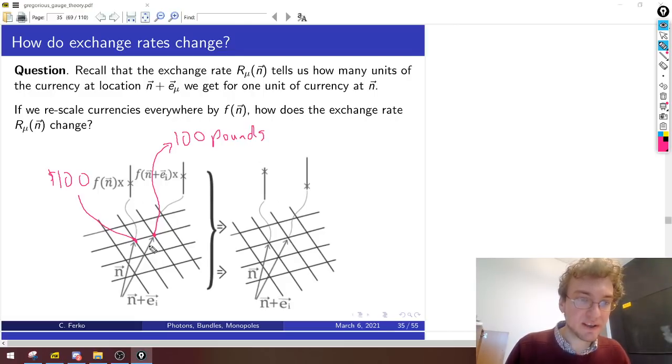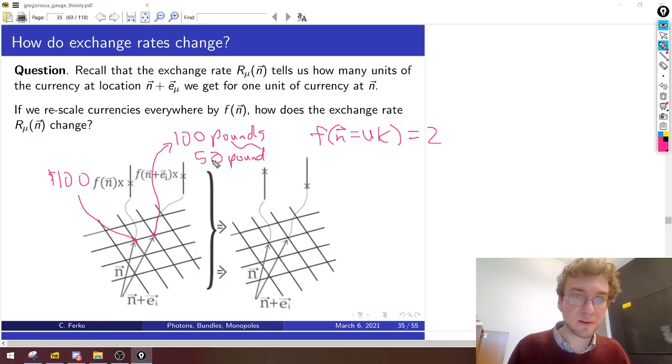Now suppose we rescale the currencies only in the UK. So f of n, if n is in the UK, suppose it's 2. Now the UK has a new currency, pound tilde, and 1 pound tilde is 2 pounds. So how much do I need to pay Greg now? Well, before, my $100 went to 100 pounds. Now 100 pounds is only 50 pound tilde. So in this case, the exchange rate is no longer 1-to-1, but it's 1-to-2. The exchange rate has been rescaled because the UK went from the pound to the pound tilde. That's the concrete example. Now I'll let you think about it: in the more general case where f can be arbitrary, so f of n and f of n plus e mu are arbitrary numbers, what is the new exchange rate as a function of the f's after such a rescaling?